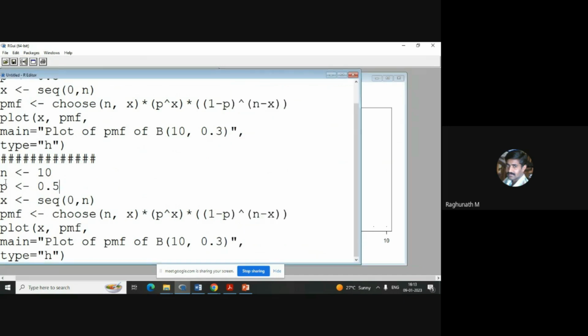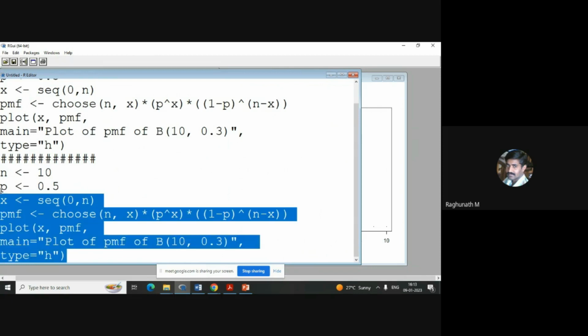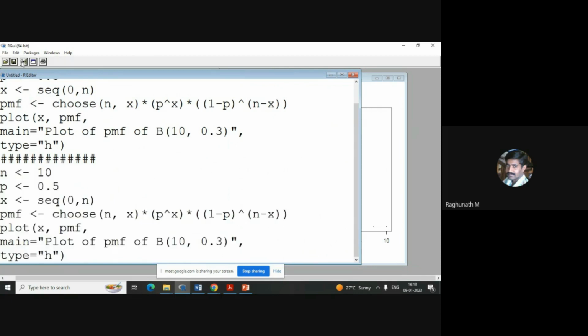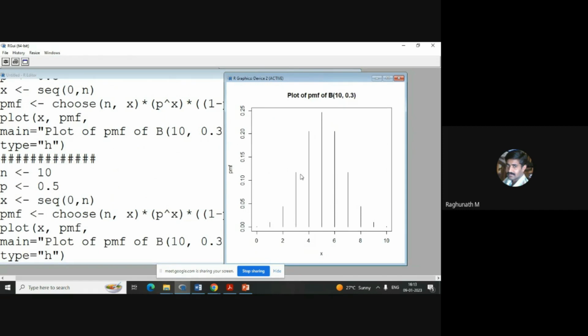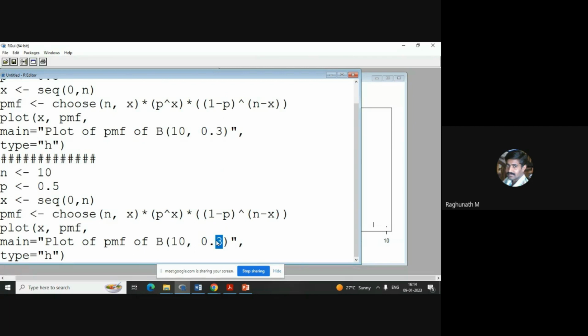Now coming to this 0.5, if I run this program, if you observe the plot at 0.5, you will see some peakness, and below that and above that, you can see the masses are the same on either side. That is, less than 5 and more than 5. Once you have such a distribution, we call that distribution a symmetric distribution. I'll be talking more on this in the next session.